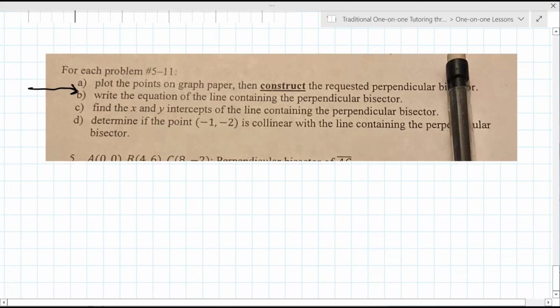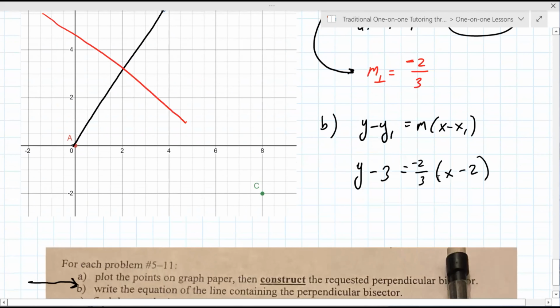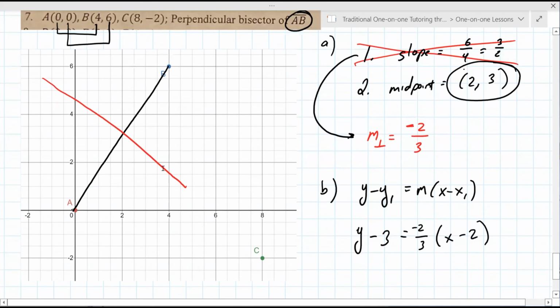Okay, my bad. Yeah. Write the equation of the line containing the perpendicular bisector. So that's what this is. That's what this equation is. And we've drawn it, but it's this equation.